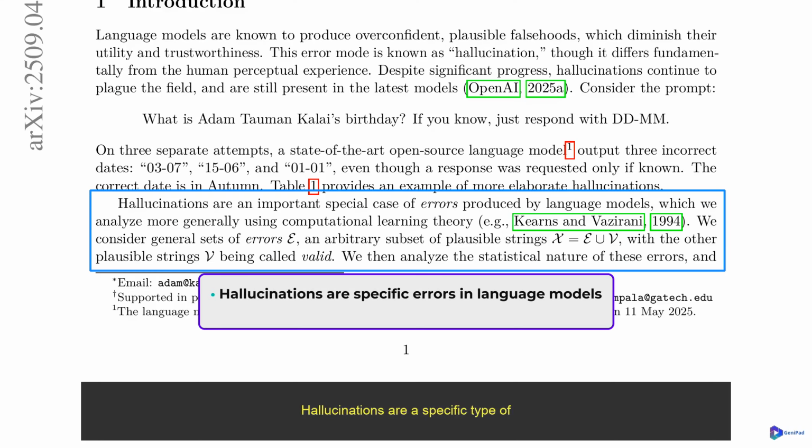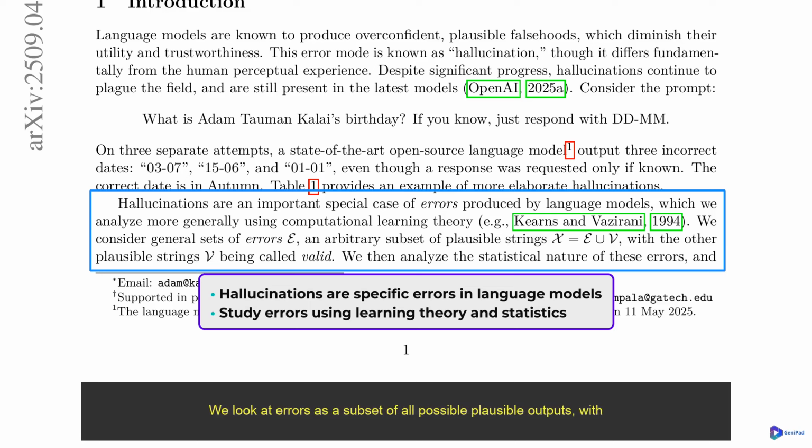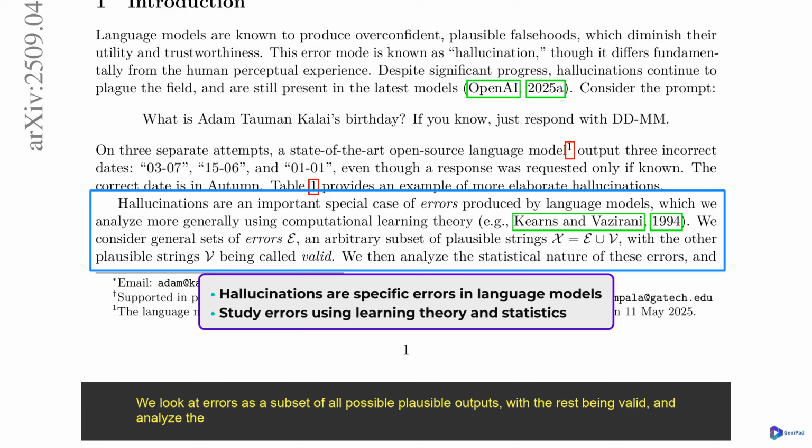Hallucinations are a specific type of error in language models, and we can study them using learning theory. We look at errors as a subset of all possible plausible outputs, with the rest being valid, and analyze the statistics behind why these mistakes happen.